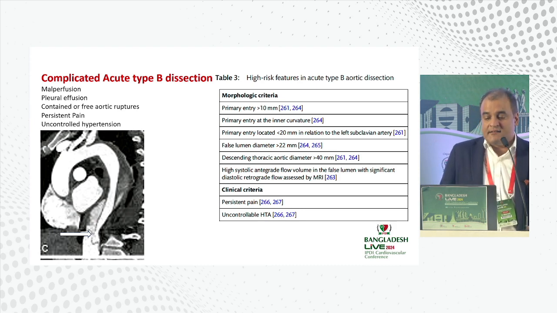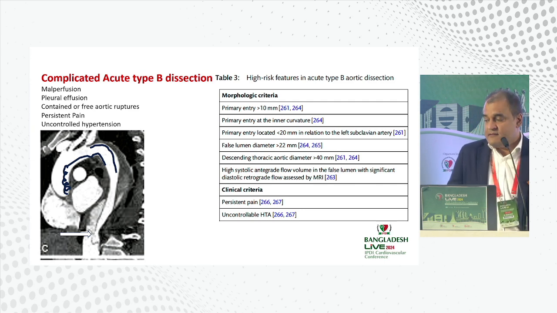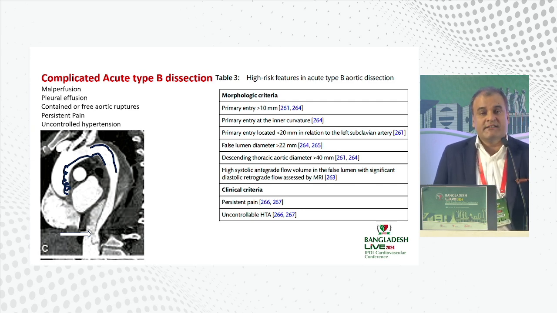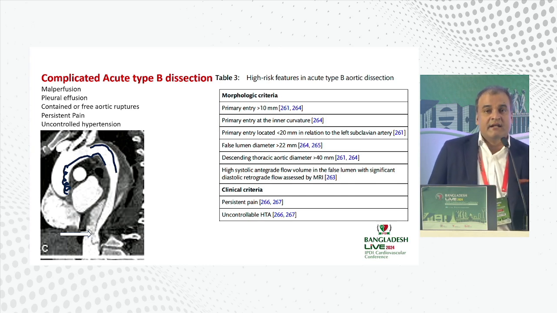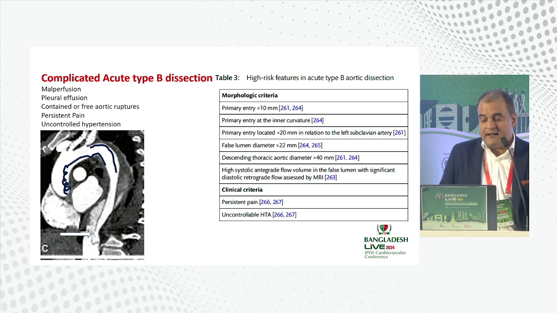What were these features? If the primary entry was more than 1 centimeter, if the primary entry was at the inner curvature, because when the entry tear is in the inner curvature, it can easily retrogradely go and involve the ascending aorta, hence it's more dangerous, as opposed to the greater curvature, outer curvature, where the head neck vessels are there to stop the propagation. And also the false lumen diameter is important. If it's more than 2 centimeters, or if the descending thoracic diameter is more than 4 centimeters, the outcome is far worse. And of course, there are other situations where they're called high-risk features.